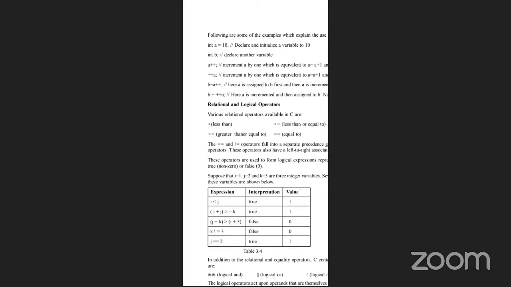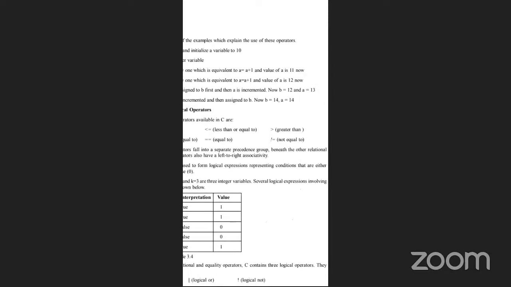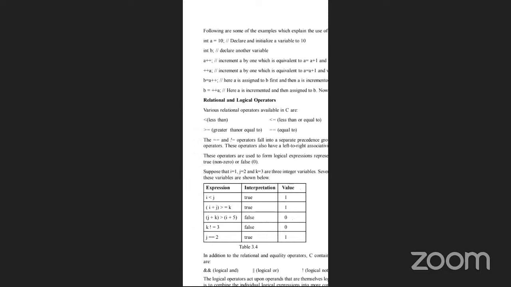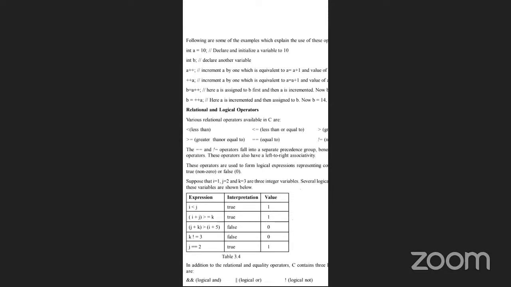So next one is plus plus A. Increment A by 1, which is equivalent to A equal to A plus 1, and the value of A is 12 now. What is the current value? 11, no? So plus plus A is 11 plus 1, which is 12. Okay. Next, B equal to A plus plus. Here A is assigned first and then incremented, so now B equal to 12 and A equal to 13. B equal to plus plus A: here the increment happens first and then it is assigned, so 13 incremented by 1 is 14. Okay.